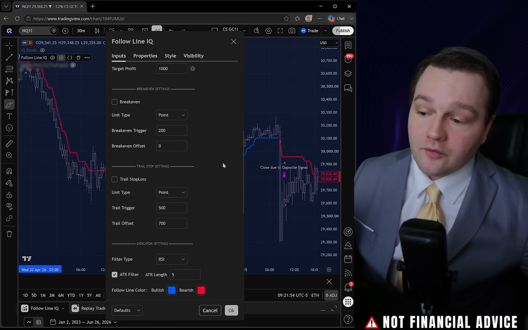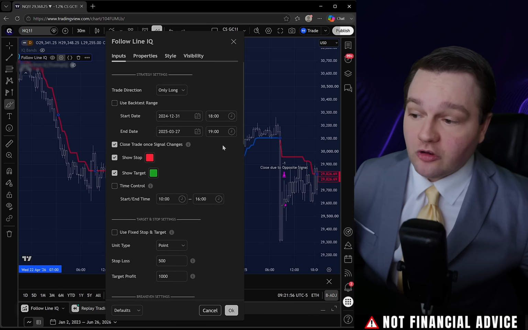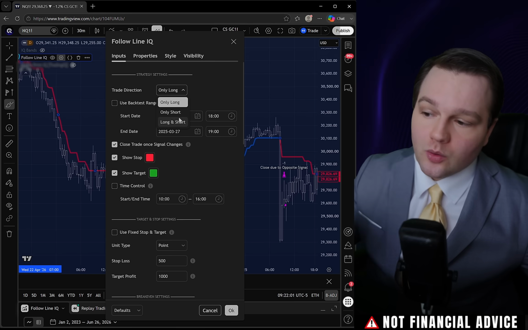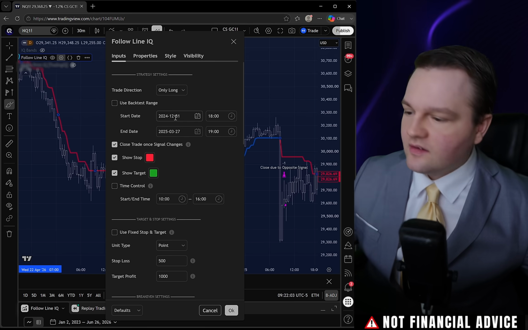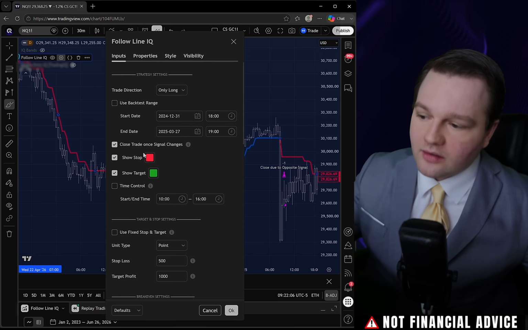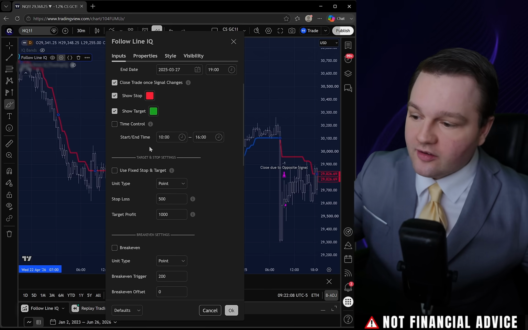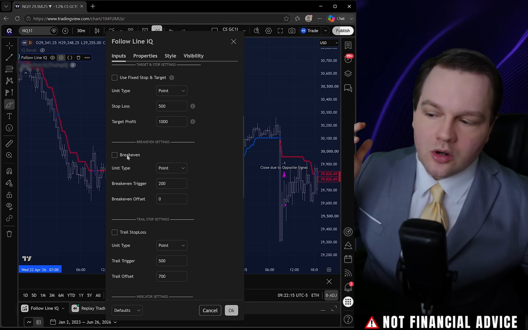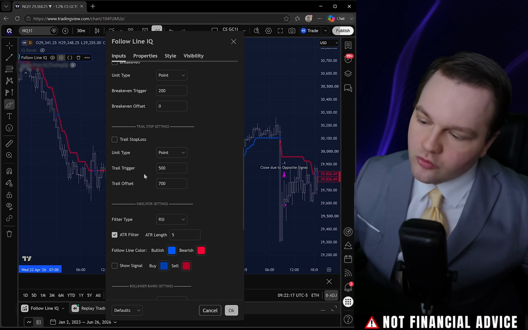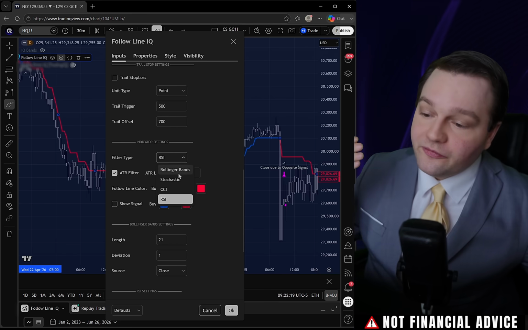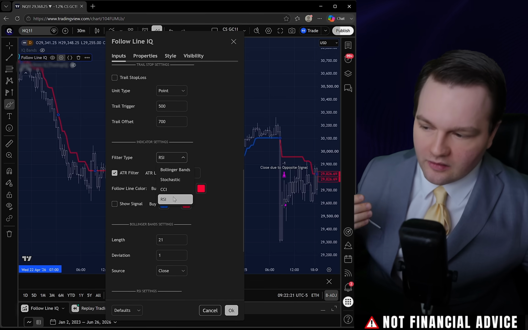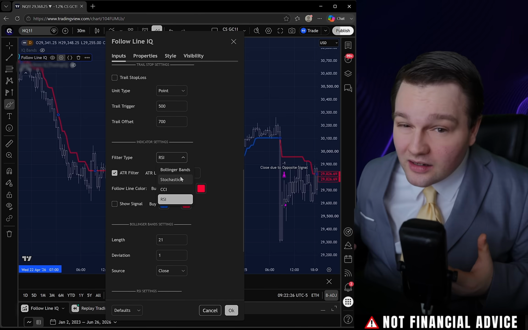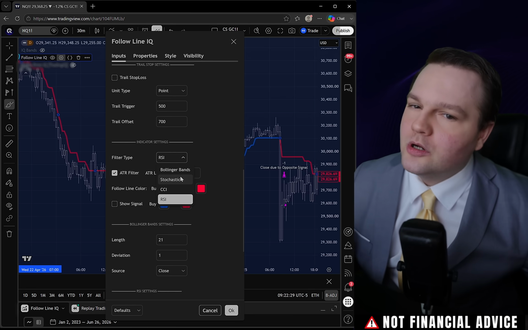Now, there are a lot of settings in this indicator, despite how simple it looks. You can decide whether to test long, short, or long and short positions, set a backtest range, how you want the strategy to exit trades in the historical test, whether to use a fixed stop and target, move the stop to break even, use a trail stop loss, and the filter type for the follow line itself. This specific setting will change how the follow line is calculated, but it doesn't make that much of a difference.